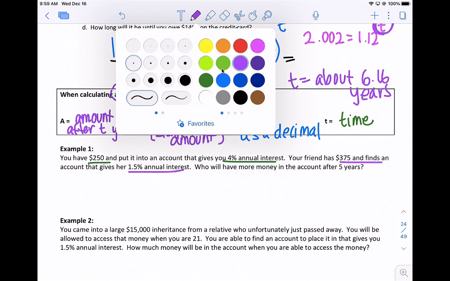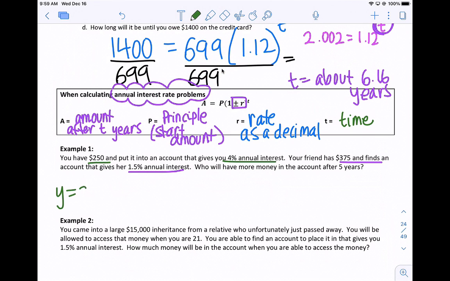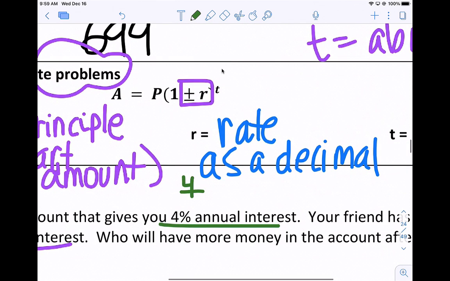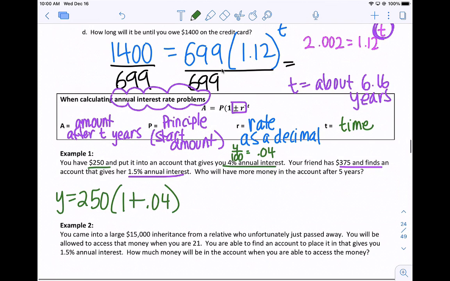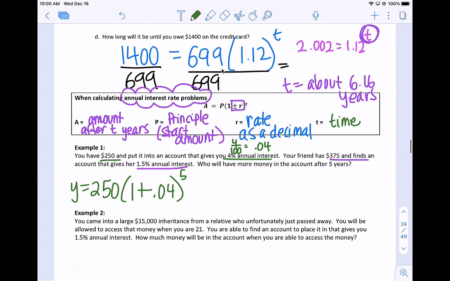Let's start with ours. So we're starting with 250, and your money's increasing. So 1 plus, you want to change 4% to a decimal. So either divide by 100 or move the decimal over twice. So that'll be 0.04. And then we want 5 years, so we'll put the time here. Another way to write this is 250 times 1.04 to the 5th power.